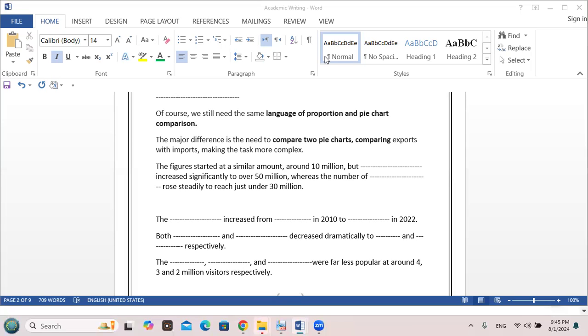Some people do not like using numbers a lot more than once. In that case, we can use the word figure. The figure started at a similar amount, around 10 million. But I don't like using the word amount with numbers, by the way, because the word amount is mostly used with uncountable nouns, and number with countable nouns. Mostly speaking, but here I got it from an academic book. So here we have this one.